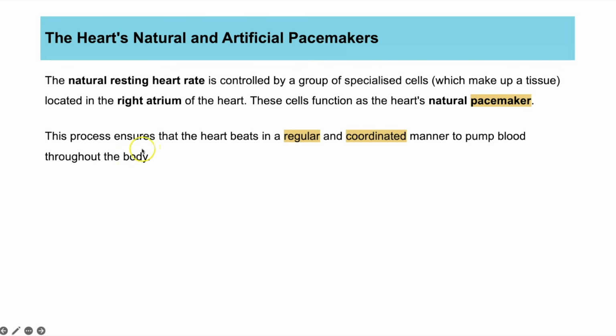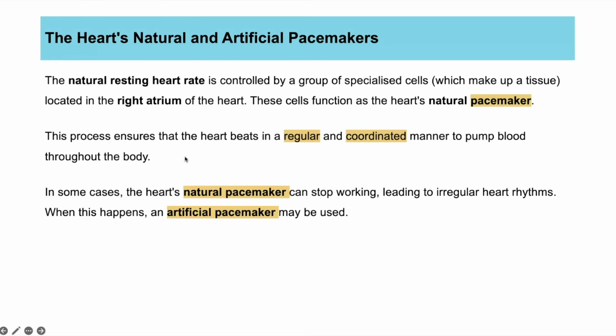This is really important because first of all, it ensures you have a regular heartbeat, but also it's coordinated to your needs. So if you are resting, the pacemaker will release that wave of electrical activity slower. If you are doing exercise, it will release that wave of electricity faster. And in that way, it can control how quickly your heart beats.